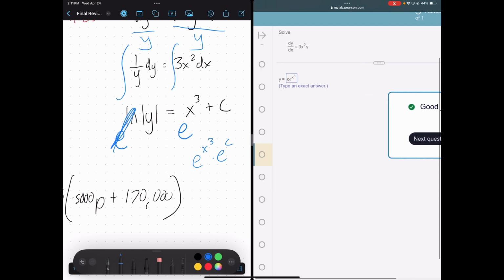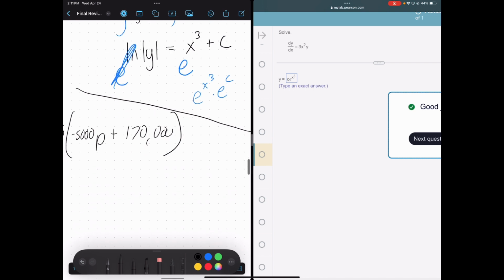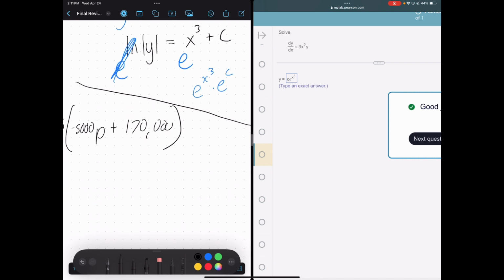Okay. Questions about that one? Will we get it wrong on the exam if we put it the other way? Obviously, yeah, which is not fun. So just be careful about that on the exam. Okay. Next question.